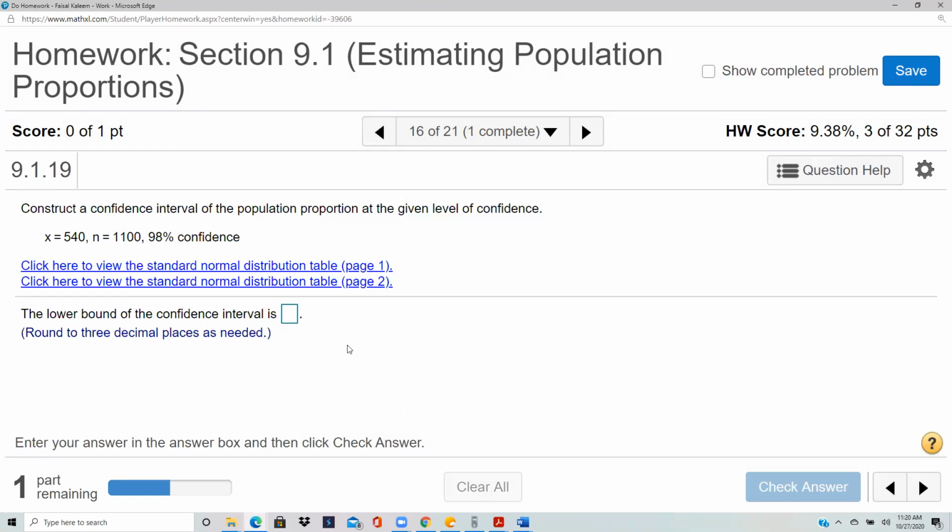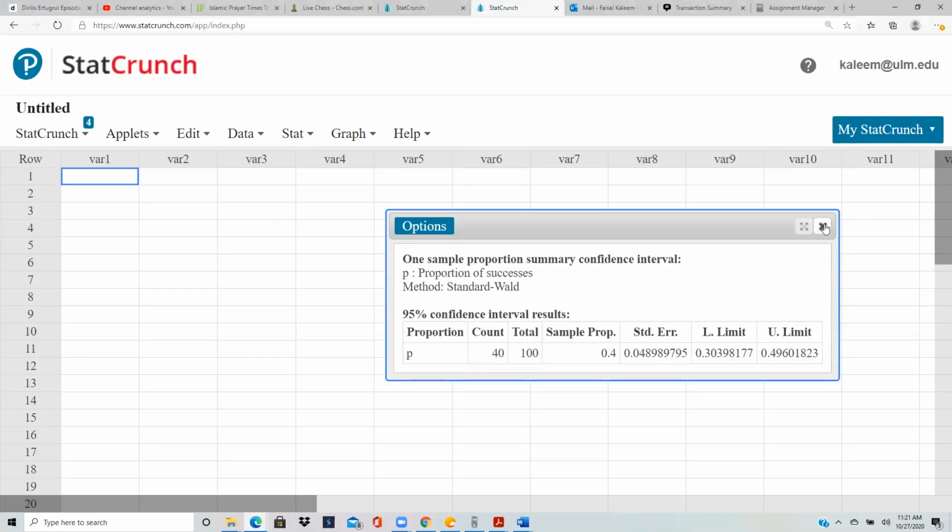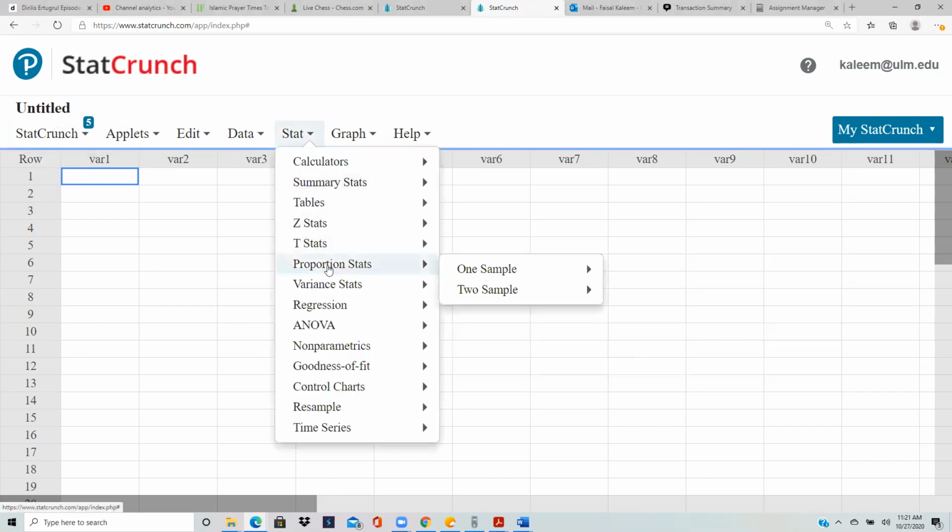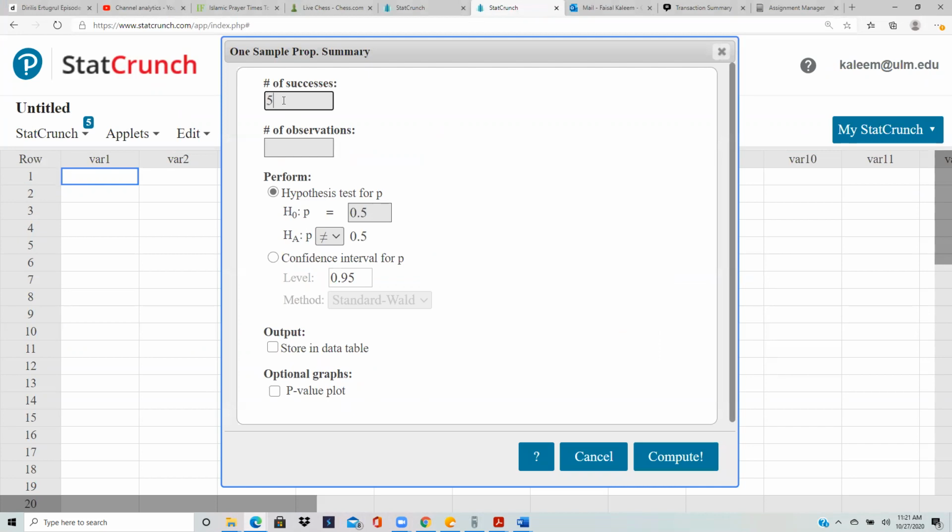Construct a confidence interval of the population proportion. Okay. So it's the same thing. So now remember, X is the number of successes. N is the number of observations or sample size. So you would do 540 and 1100, and it's 98% confidence. So stats, proportion stats, one sample, summary. 540 was the X of 1100, and you wanted 98% confidence, change it to 98.